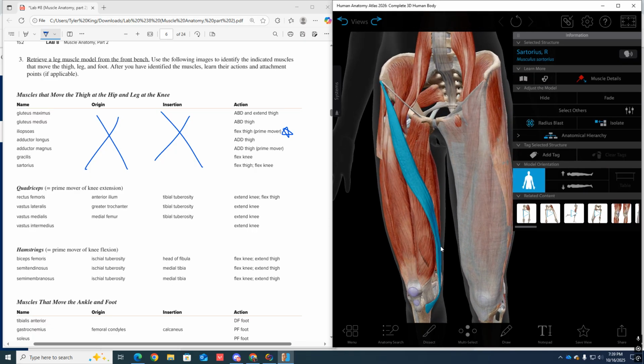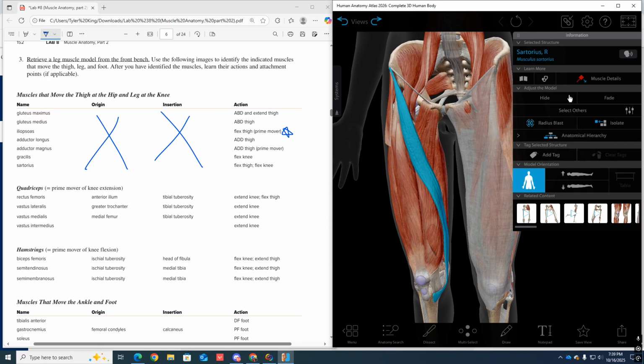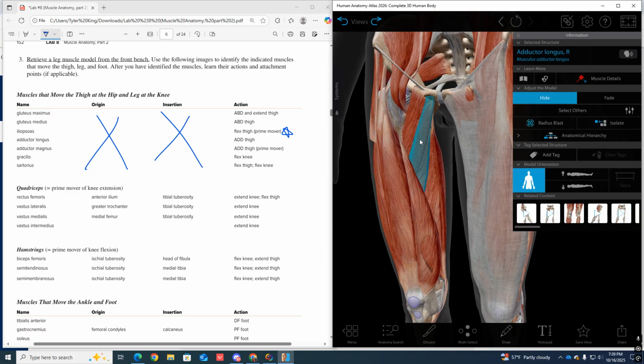All right, so those are all the muscles there. Now we're going to talk about the quad muscles. I'm going to start to hide some of these accessory muscles that we don't need here, just so we can better visualize what these quad muscles look like.